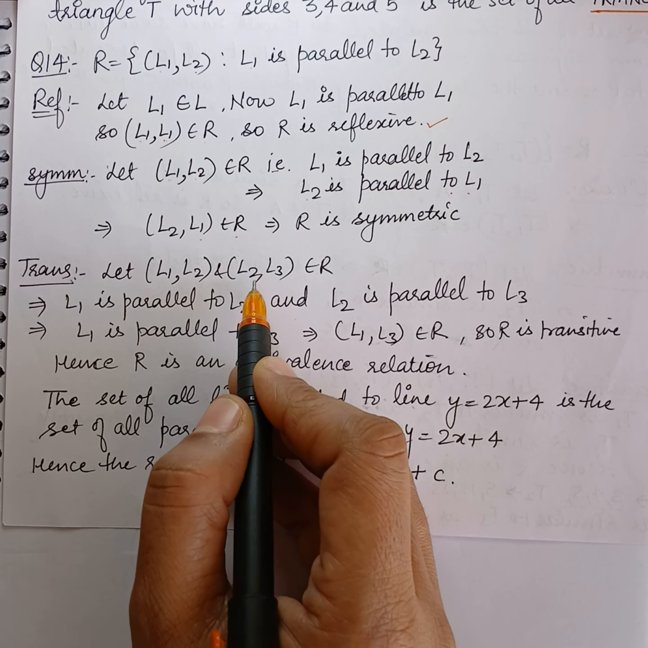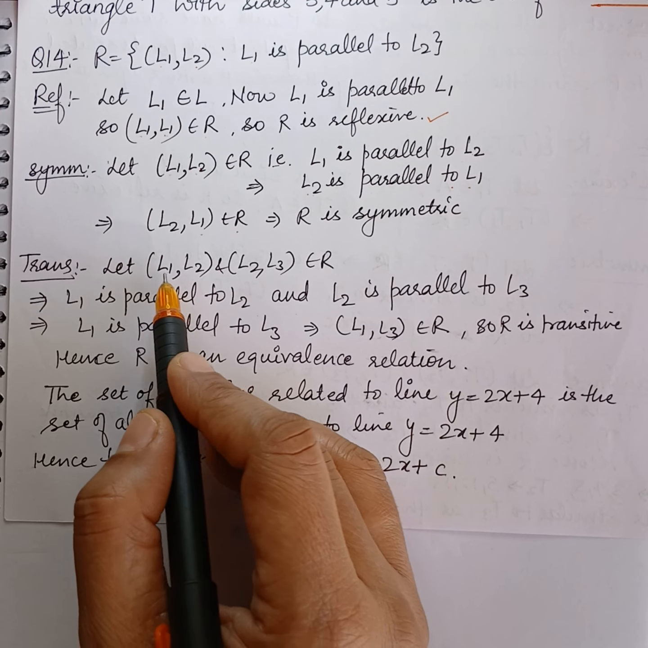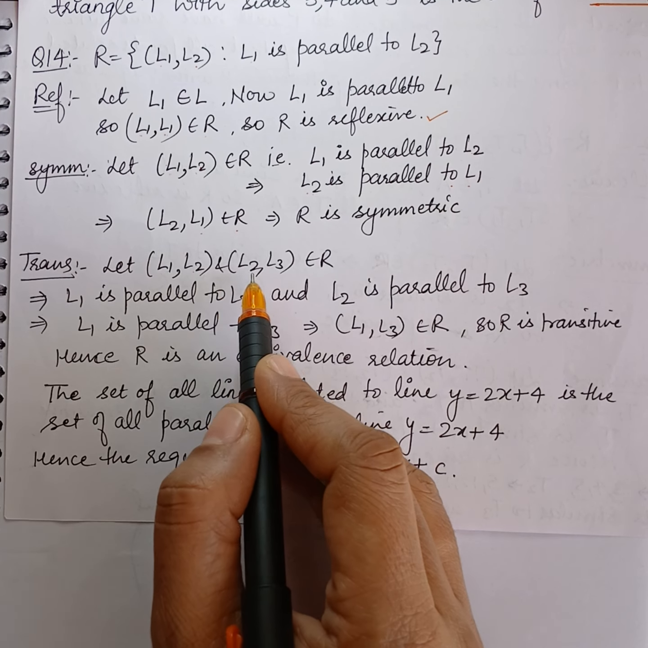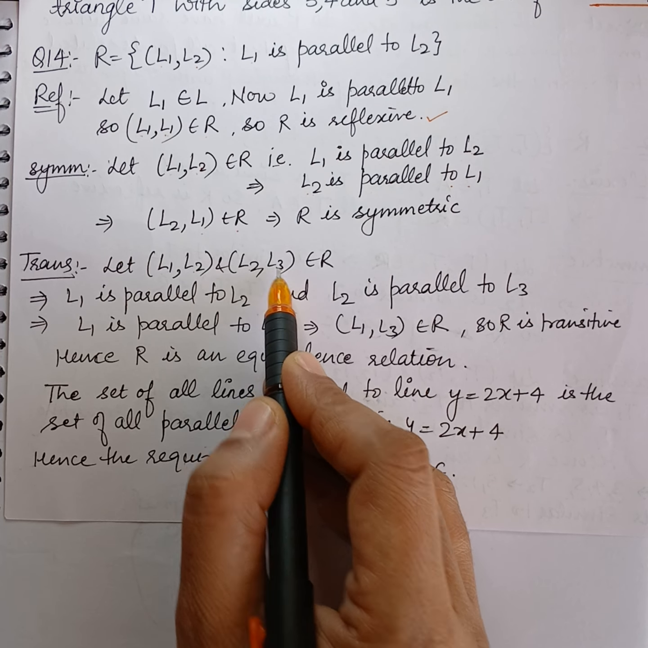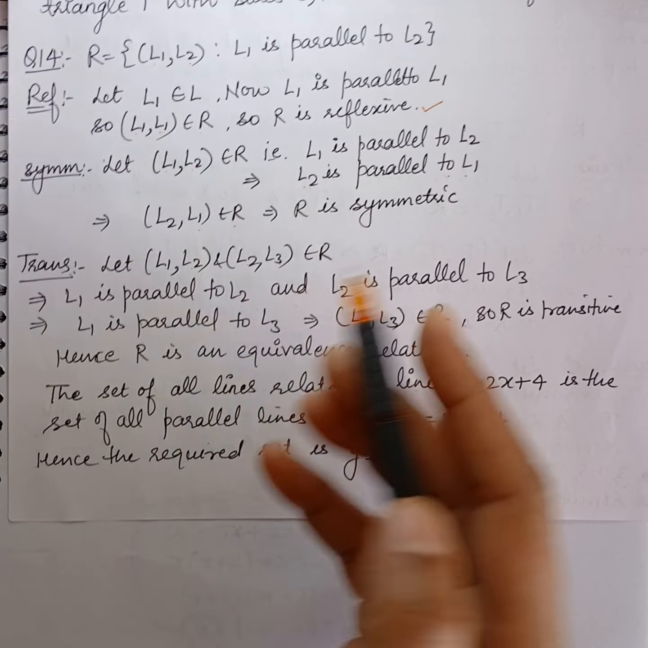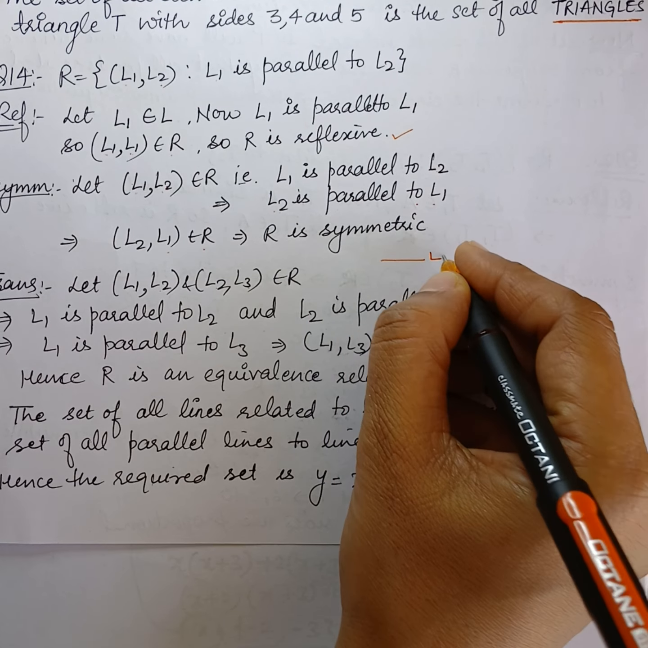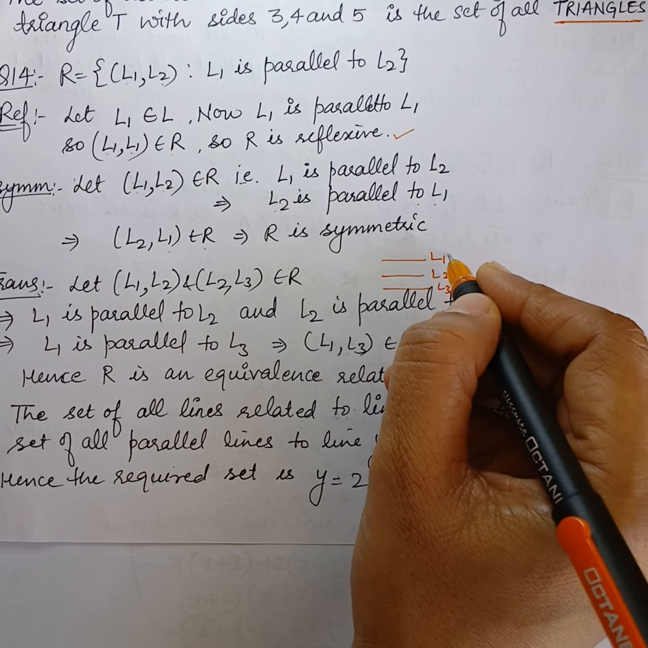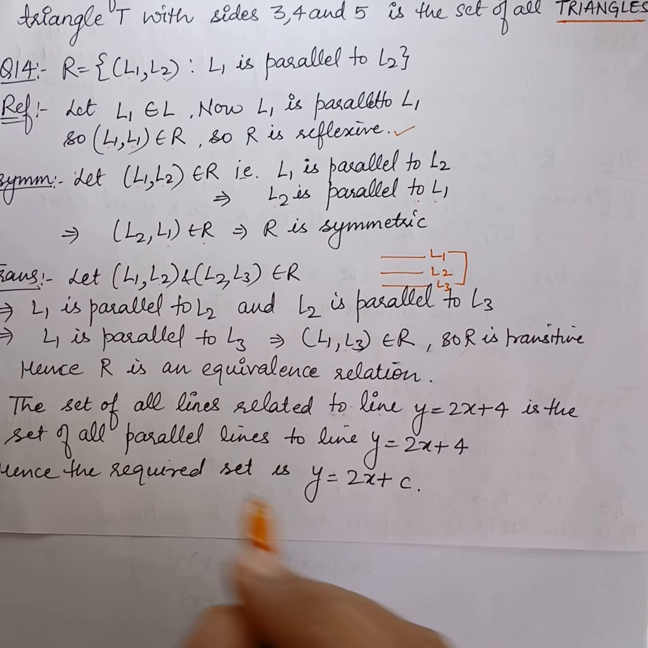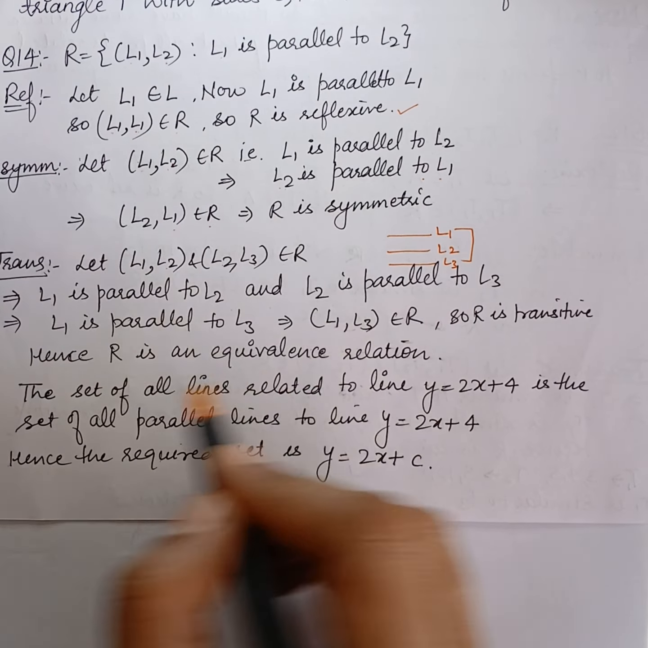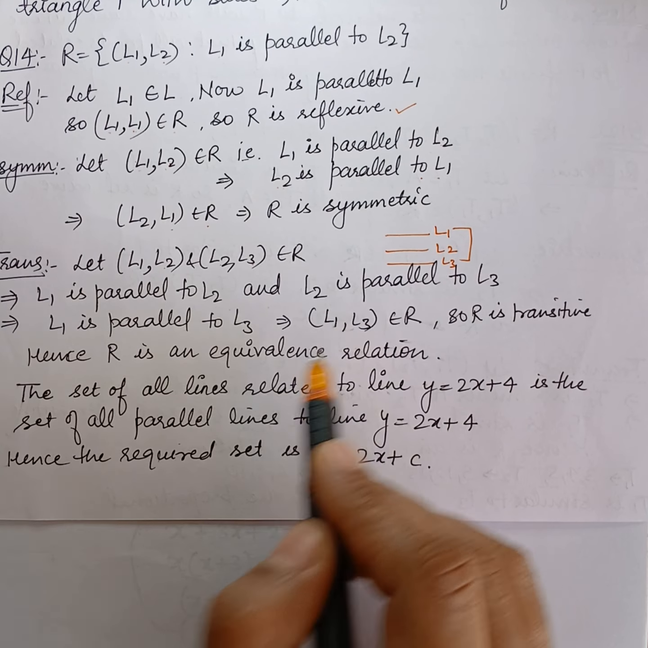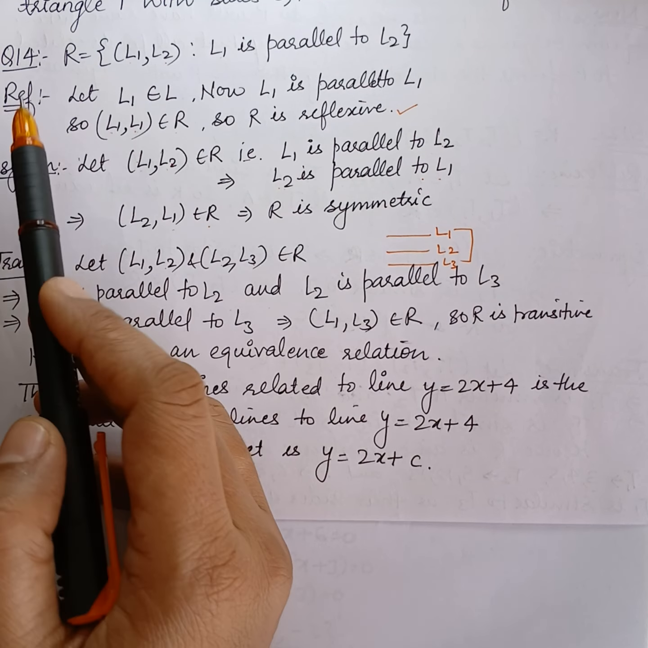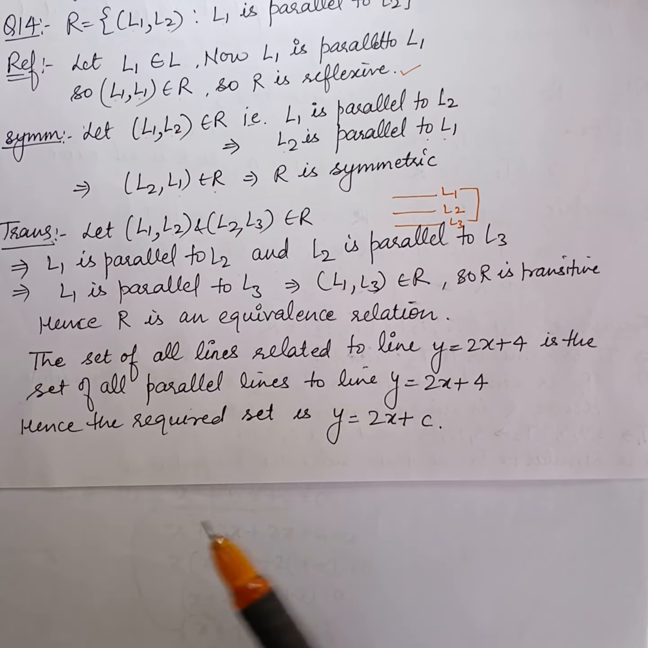(L1, L2) and (L2, L3) belong to R. What does it mean? L1 is parallel to L2 and L2 is parallel to L3. So as L1 is parallel to L2, like this is L1 and this is L2, and L2 is again parallel to L3, it means L1 and L3 are also parallel. So what does it mean? R is transitive. So hence R is an equivalence relation because R is reflexive, symmetric and transitive.